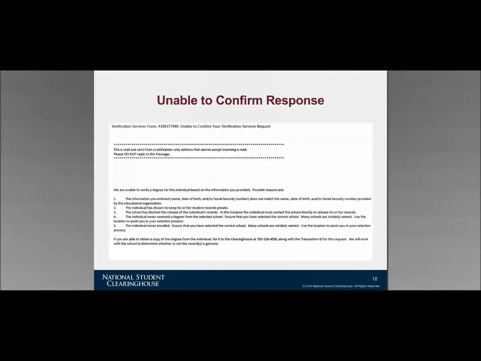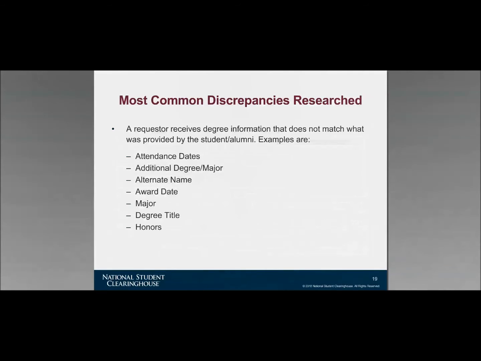So here the student indicated that they earned a degree, but the research indicates otherwise. Each request answered as unable to confirm has the same list of possible reasons for this response, and when contacted by the requester, we work with them directly to help narrow down the list.